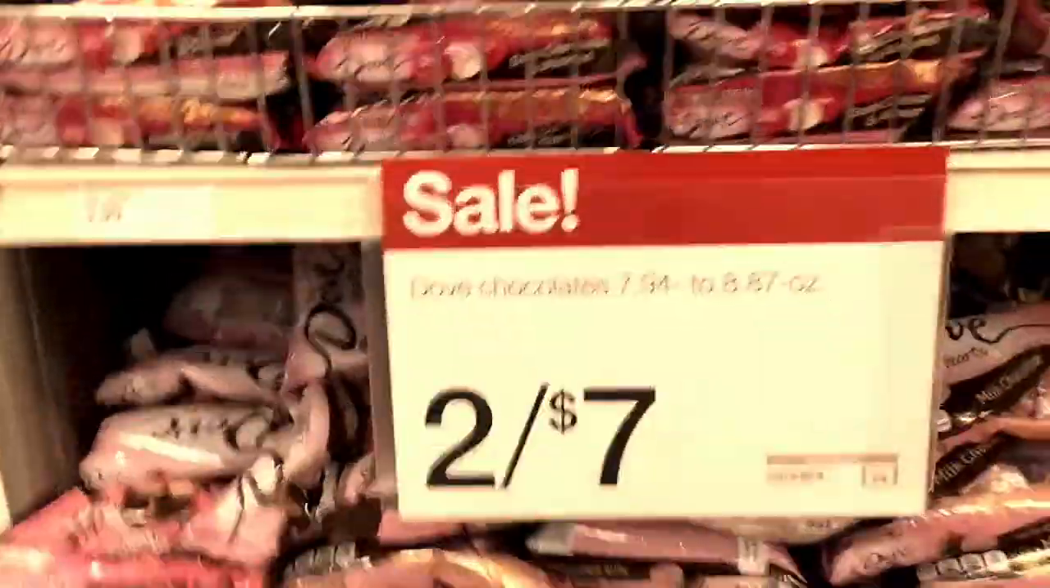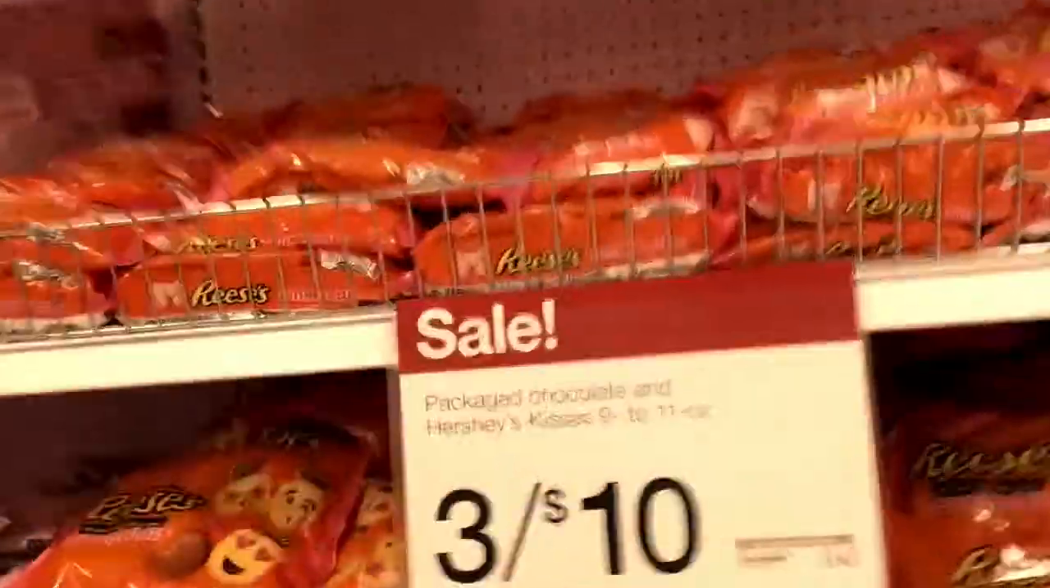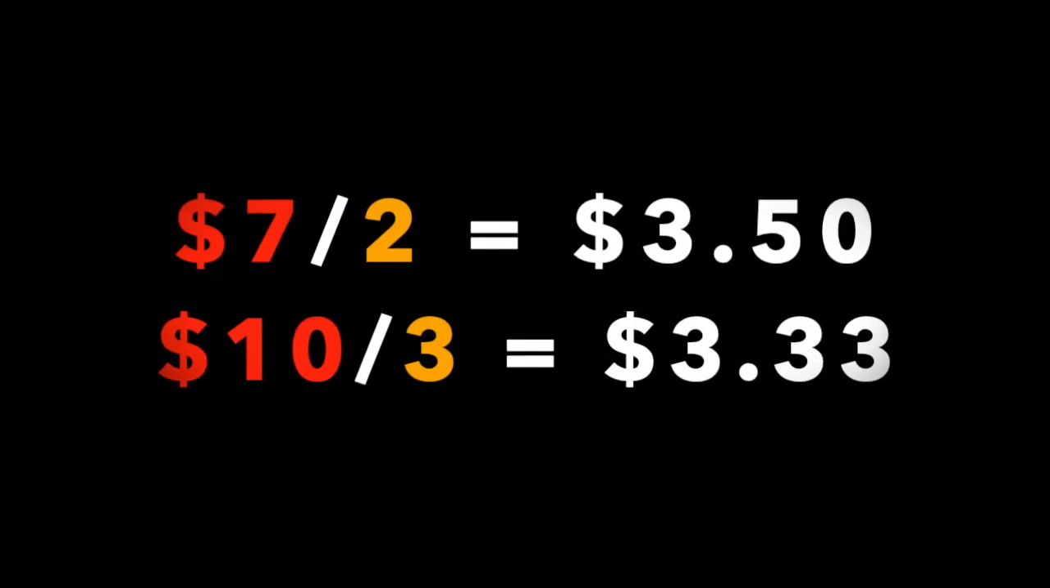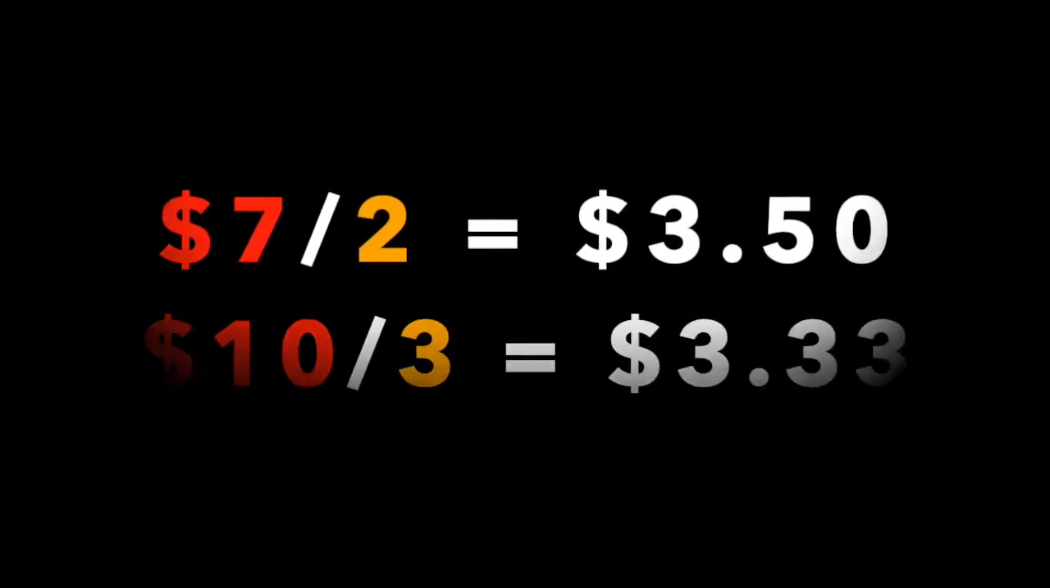Here's my second problem. I need to get some chocolate for Valentine's Day for the Candy Grams, and I see 2 different purchases. Now, do I get the 2 for $7 with the Dove chocolate, or do I go for some of the Hershey's, which is 3 for $10? So let's figure out which one is the better buy. It's super close, but I have to get the Hershey's, the 3 for $10, because it ends up being $3.33 per bag.